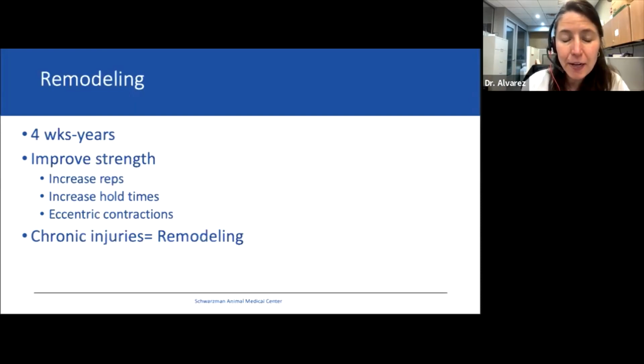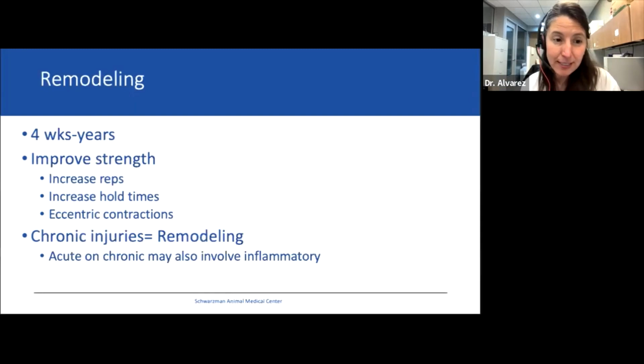And this is again where you really want to line up tissues according to lines of stress and get more aggressive about your hold times and repetitions. Chronic injuries are always in that remodeling phase, except sometimes there can be an acute on chronic phase where there's a flare. It's already in a chronic stage of healing, but you can acutely injure those tissues, and that involves a little bit of inflammation.